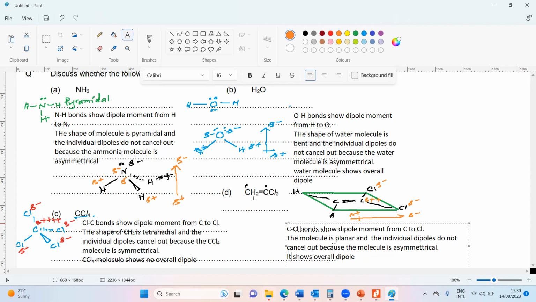Please know how to identify whether a molecule has a dipole or not, and how to explain. Always we have to talk about cancellation of dipoles, and symmetrical or asymmetrical nature of a molecule. Those are the terms to be used in your explanation. I'll give 1 minute to complete this.